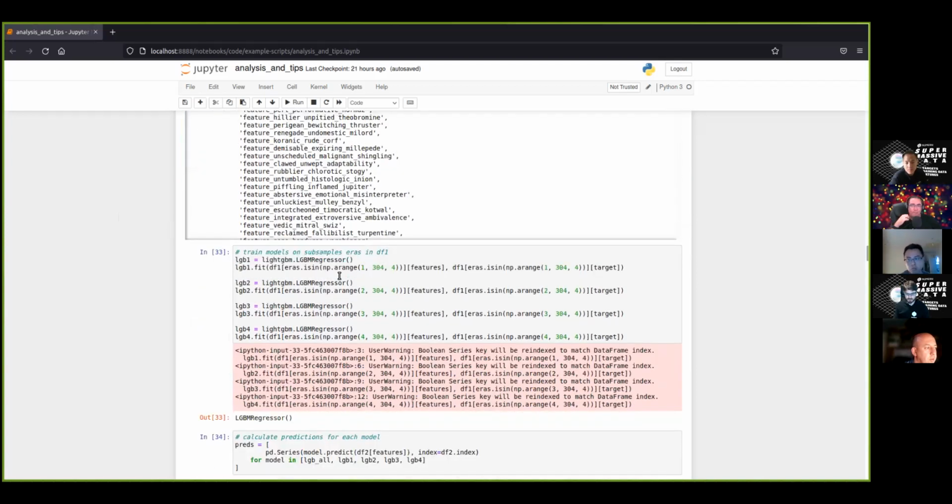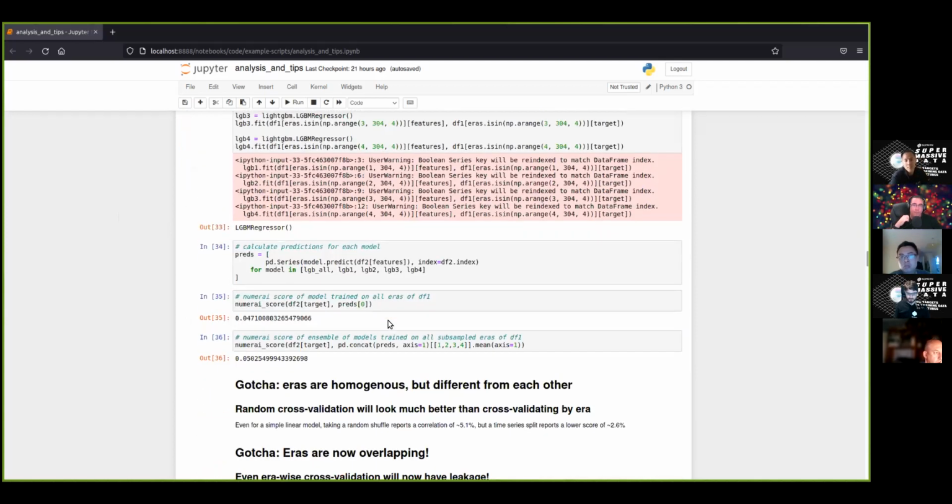But in this example, I'm fitting 4 different versions of the model, sampling it in 4 different ways, so you are fitting on non-overlapping eras. And this is showing that the correlation score you get on the second half of the data for the model trained on all of it is a little bit lower than what you get with this ensemble.